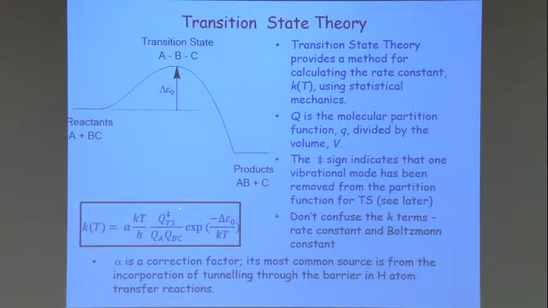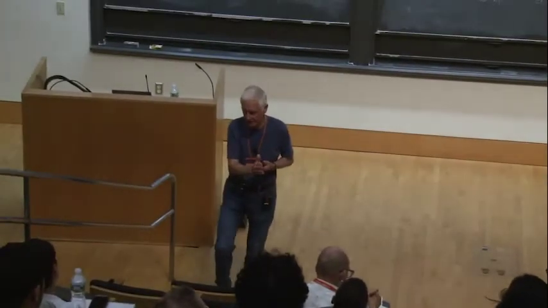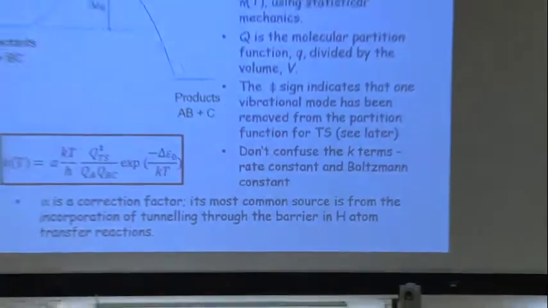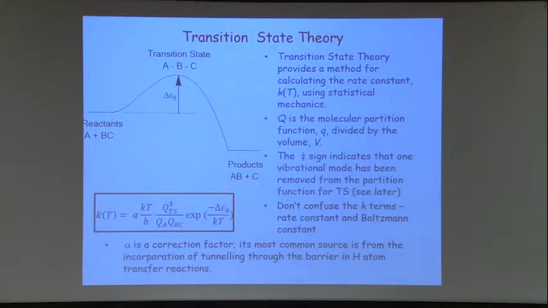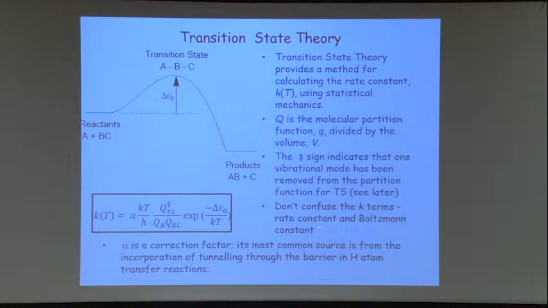This dagger sign here indicates that one mode of motion, which is motion along the reaction coordinate, which I'll define later on, has been removed from that partition function. And it's actually the origin of the kT over h term. So this will become more obvious when we look at the potential energy surfaces. Once again, don't confuse the k terms. This k in here is the Boltzmann constant. That's the rate constant. That's the Boltzmann constant. So apologize for using the same term, but it should be obvious which means which.